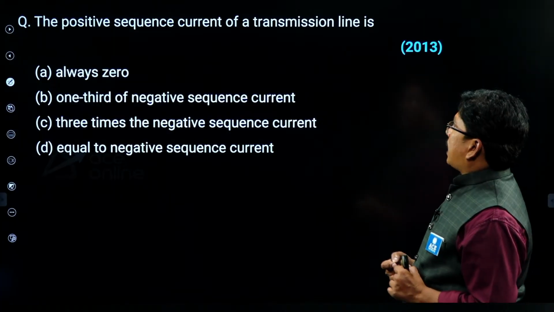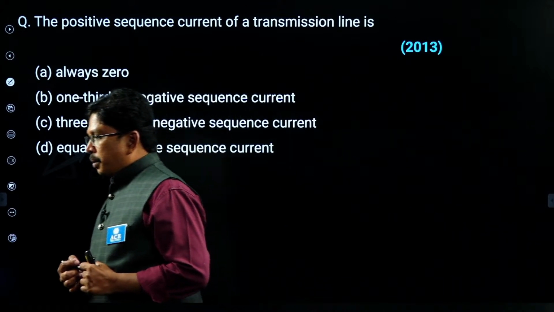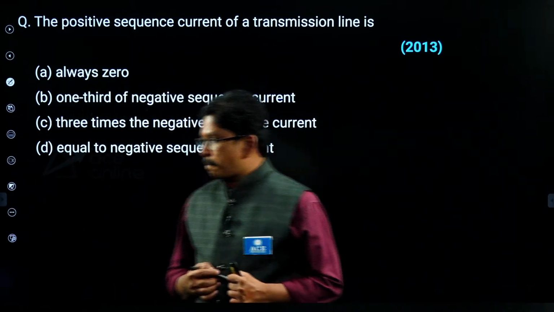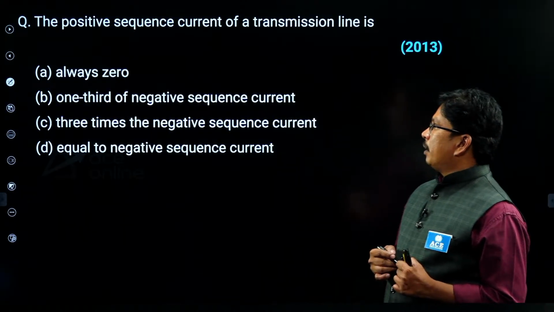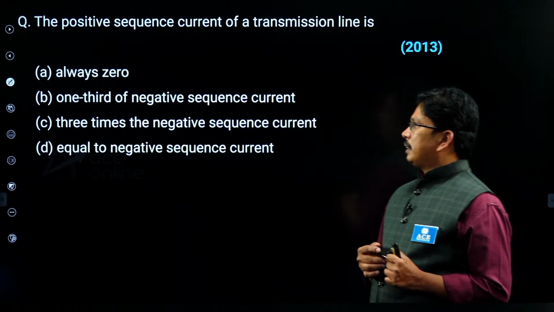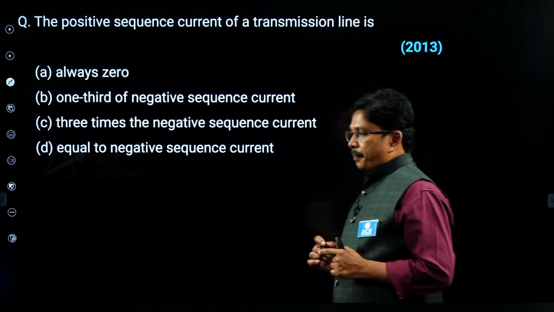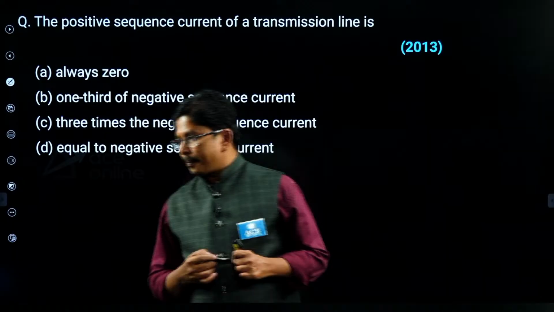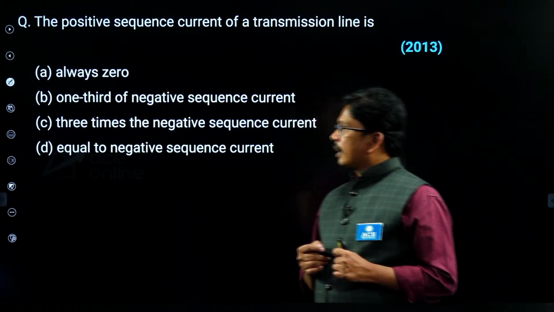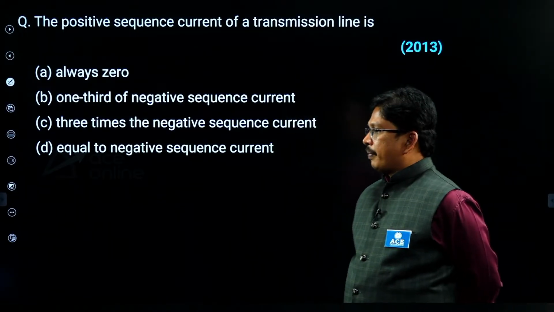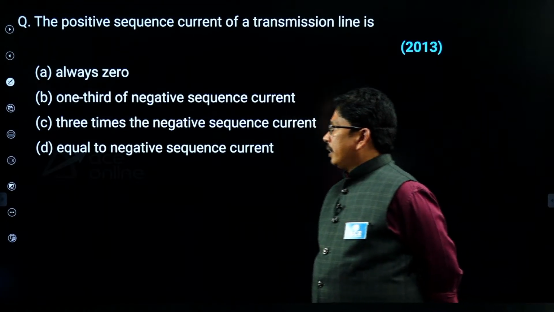The positive sequence current of a transmission line is: Option A, always 0. Option B, 1/3 of the negative sequence current. Option C, 3 times the negative sequence current. Option D, equal to the negative sequence current.